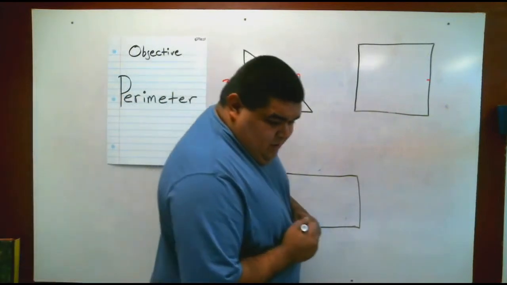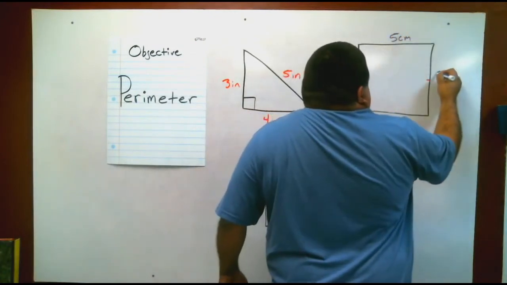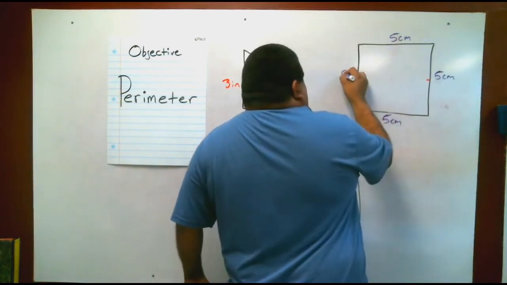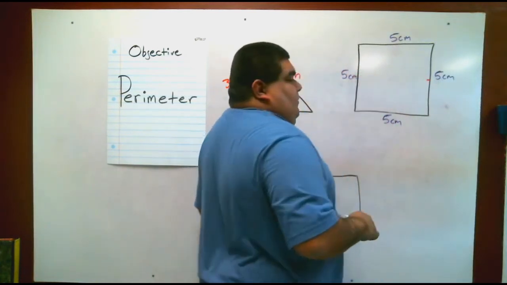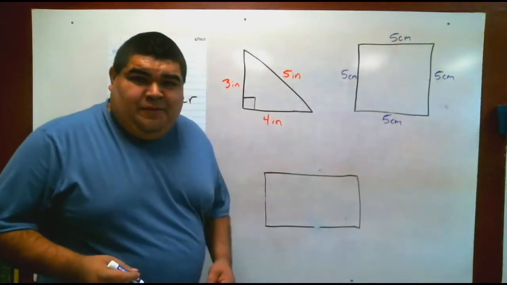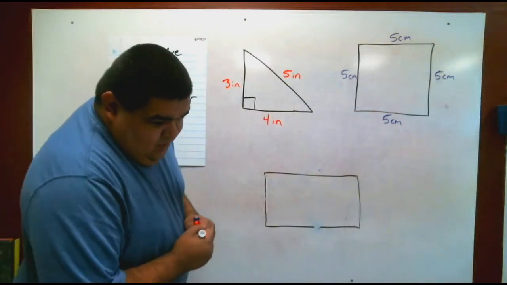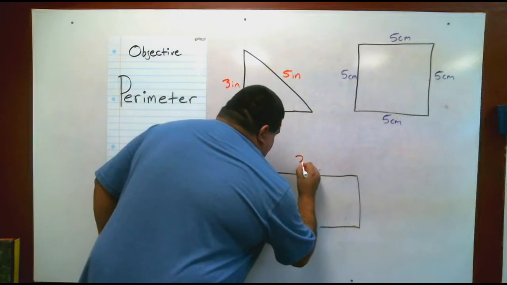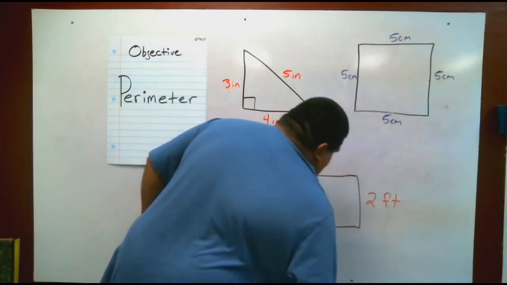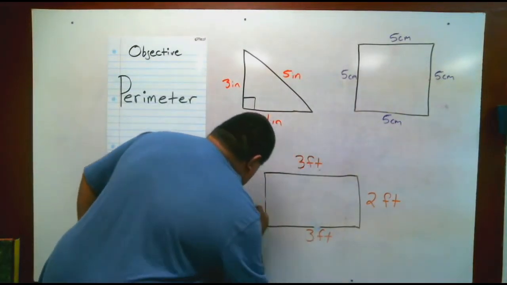For the second one, we have 5 centimeters for each side, because it's a square. And then finally, for our last one, we have 3 feet and 2 feet. 3 feet and 2 feet.